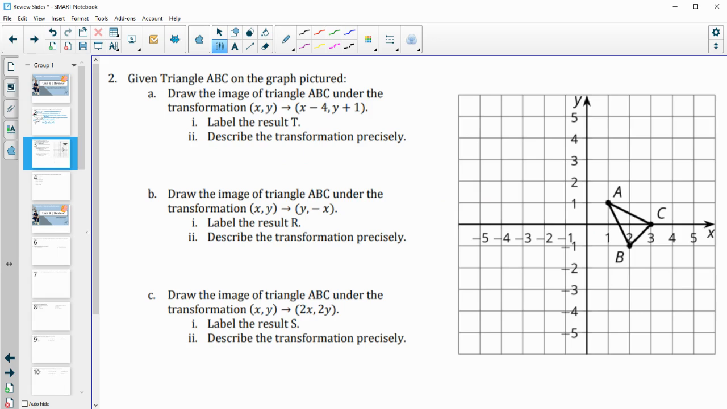Number 2, given triangle ABC on the graph pictured, draw the image of the triangle under this transformation. Label the result as T. So we want to go to the left 4, so we want to move in the x direction 4. And then we want to go plus 1, so up 1. So we want to move all these points 1, 2, 3, 4 to the left and up 1. So there's our new B prime. 1, 2, 3, 4 to the left and up 1. There's A prime. 1, 2, 3, 4 to the left and up 1. So there's C prime.